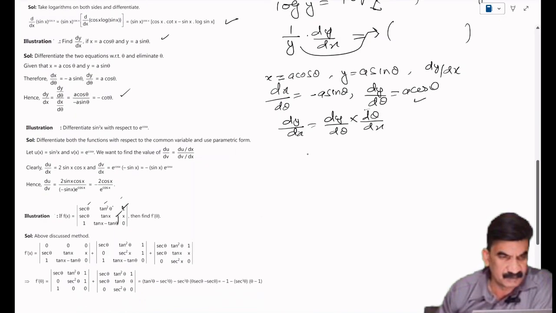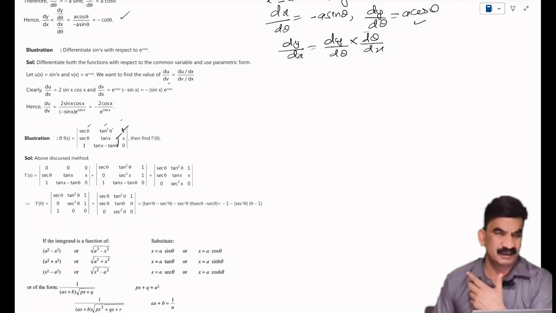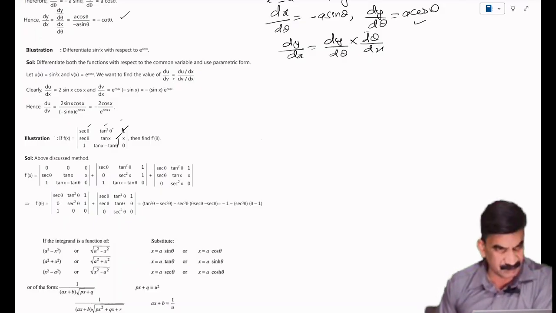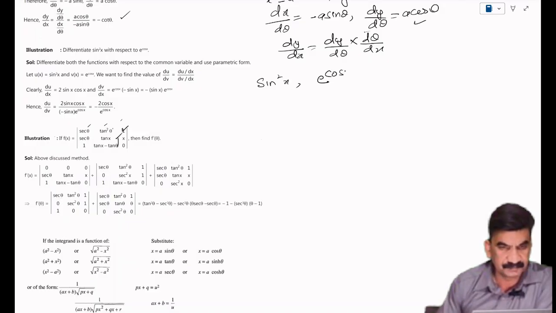Let's look at one more example, which says that you differentiate a function with respect to another function. That means a small change in the other function will impact the first function. How? It says differentiate sine squared x with respect to e to the cos x.